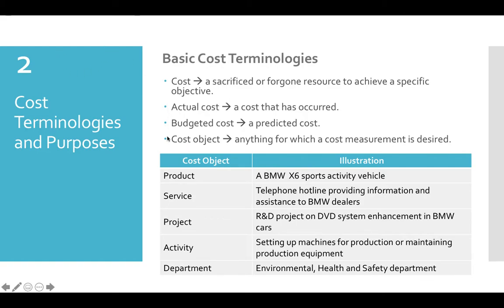And there are several examples of cost objects. For example, it can be a product, service, project, activities, or even a department in an organization. And in this course, mainly we will talk about products that are produced by a manufacturing company.